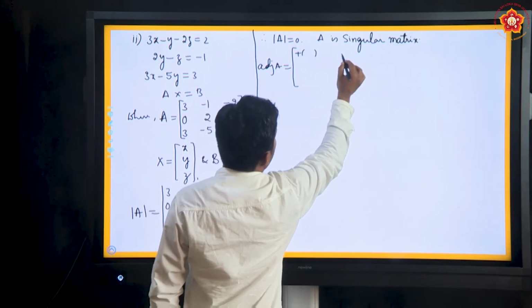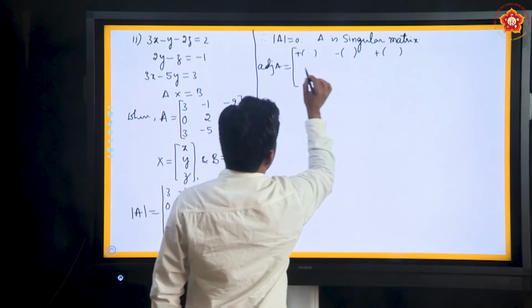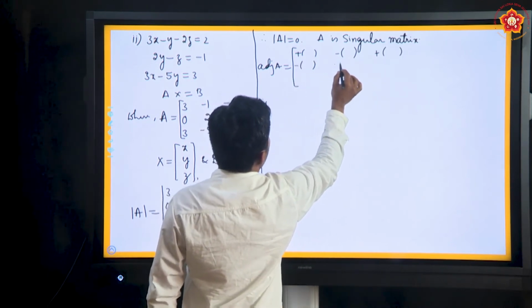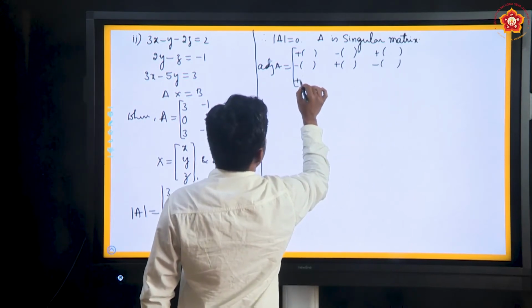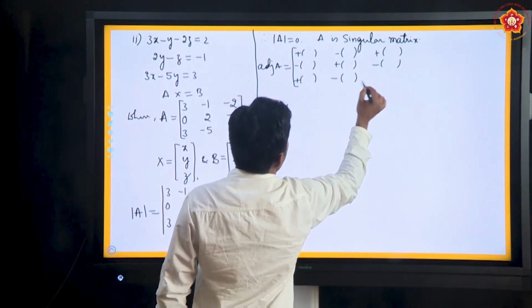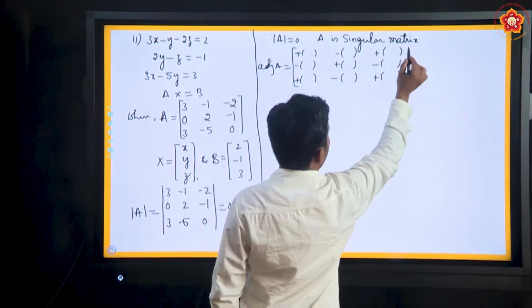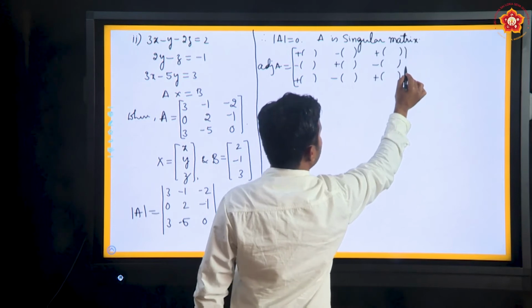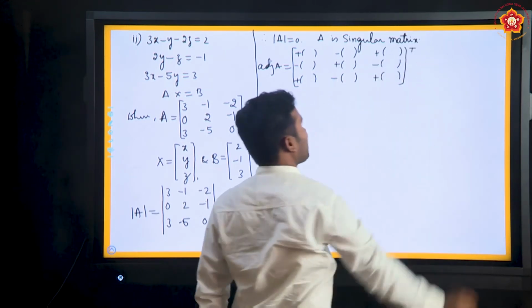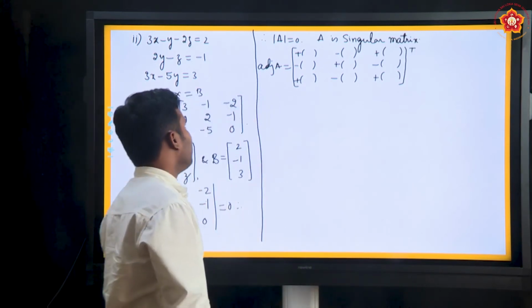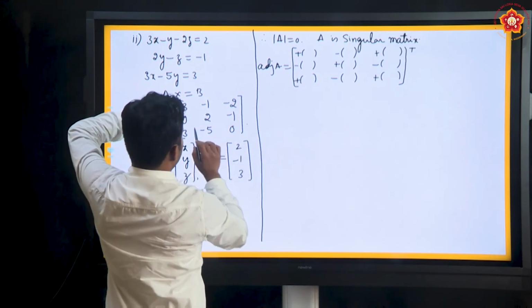Plus, minus, plus, minus, plus, minus, plus, minus, plus. Take transpose. This is a cofactor matrix. If you take the transpose of cofactor matrix, it will give the adjoint matrix. So now how are you going to find that? This entry we need to find, right?